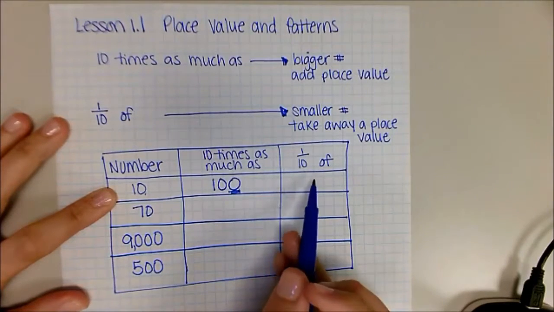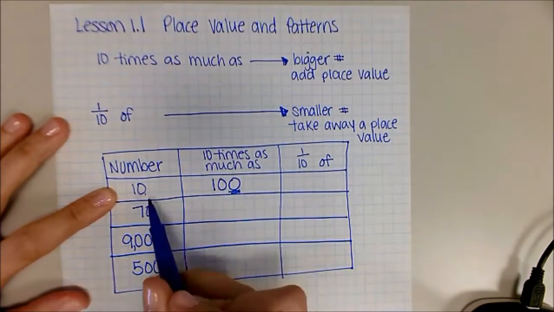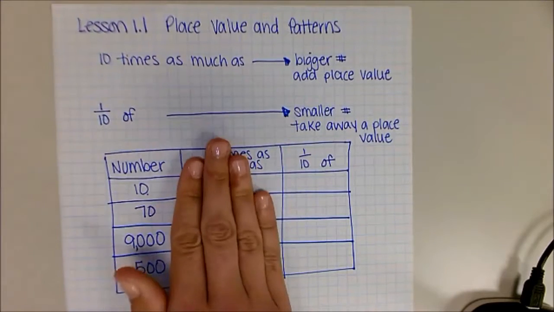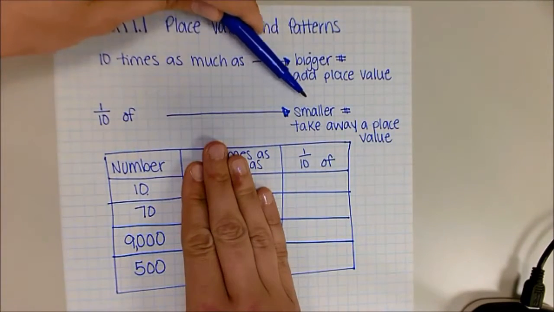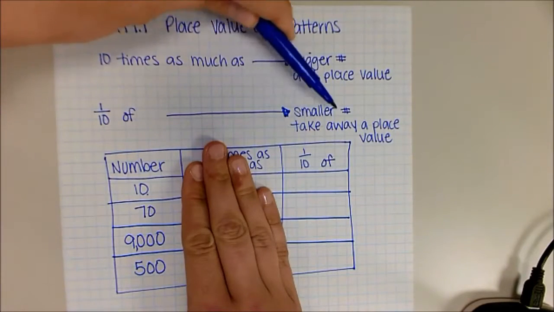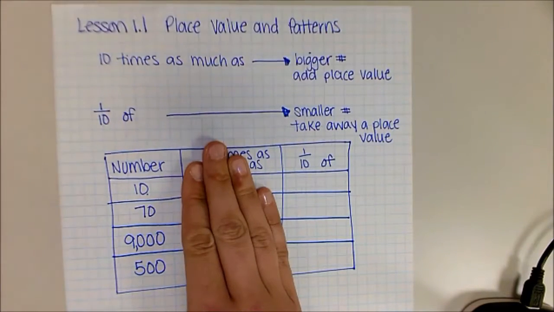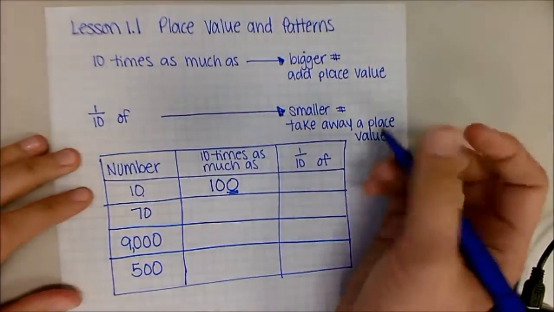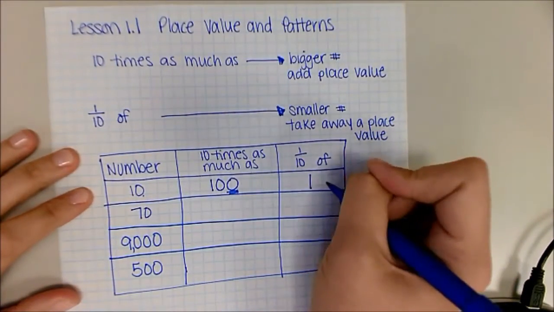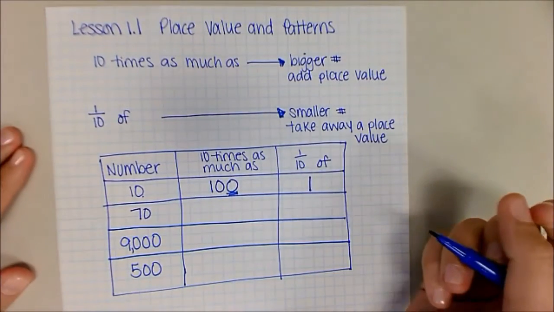Now, if I'm saying what number is 1/10 of the number 10, I'm going to totally ignore this middle column. 1/10 of is telling me that I'm looking for a smaller number, so I need to take away a place value from the original number. So I go back to the original number, which is 10, and I take away a place value. So I'm going to take away that 0 and just leave it with 1.